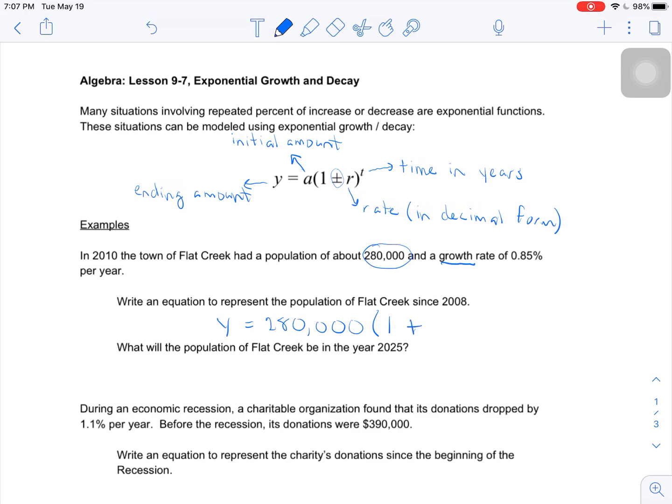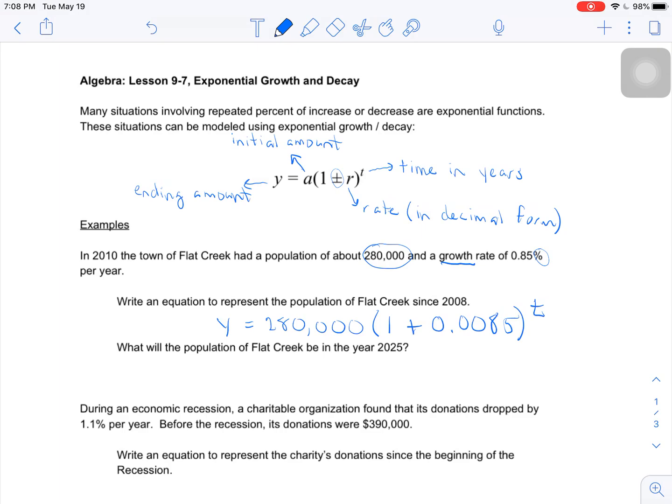Now it says the rate in decimal form. Now this one gets tricky because it's a decimal, but it's also a percentage. So percent is out of 100. To convert a percent to a decimal, you have to divide by 100. So the decimal form of 0.85% would actually be 0.0085. So you have to be careful with that. And then T is going to be our time. We haven't filled in a time yet. So this is our basic equation.